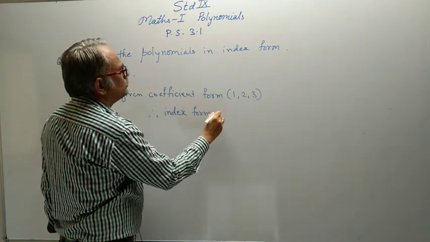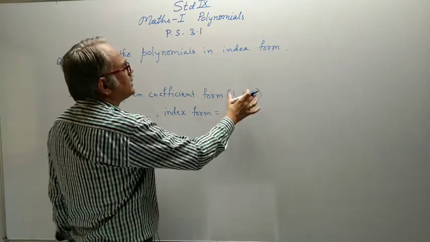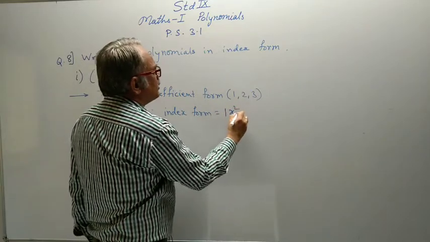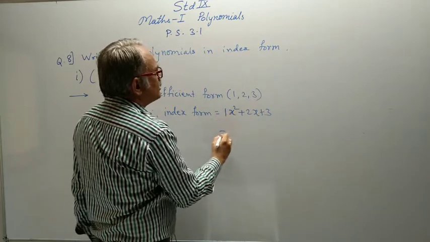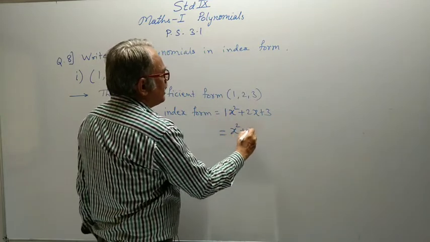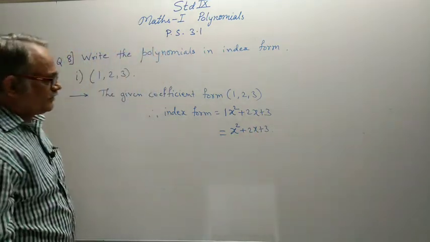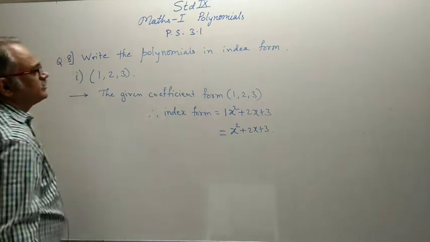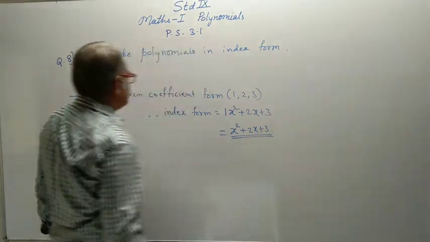Therefore, index form is x square. When there are 3 terms, the degree is 2: 1x square plus 2x plus 3. 1 is generally not written. Then why did we write it? To make you understand. And again you can simplify and write x square plus 2x plus 3. A 0 term can be removed. If 1 is there, 1 need not be written. So this is the final simplified neat index form.